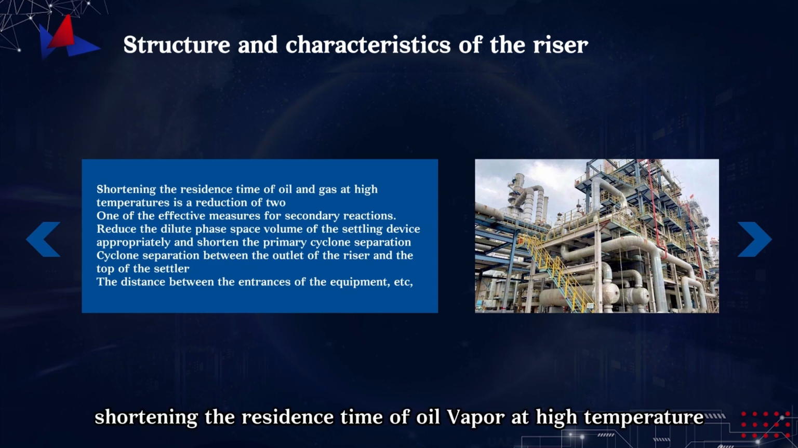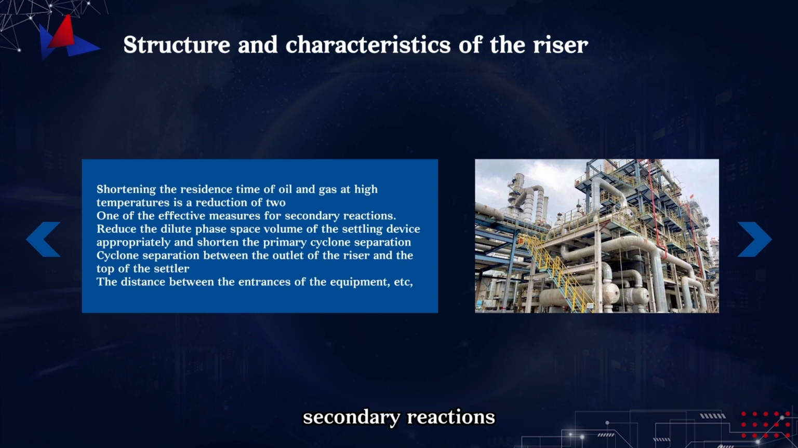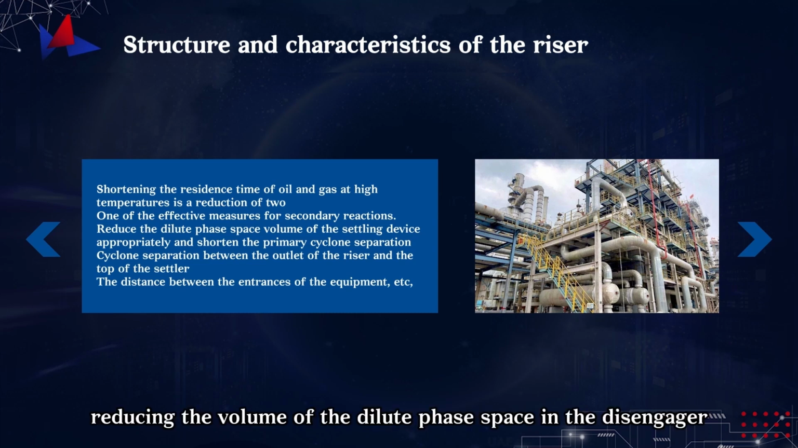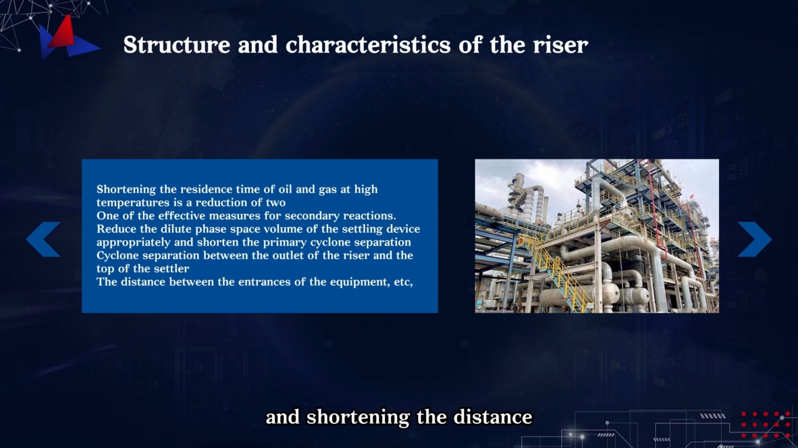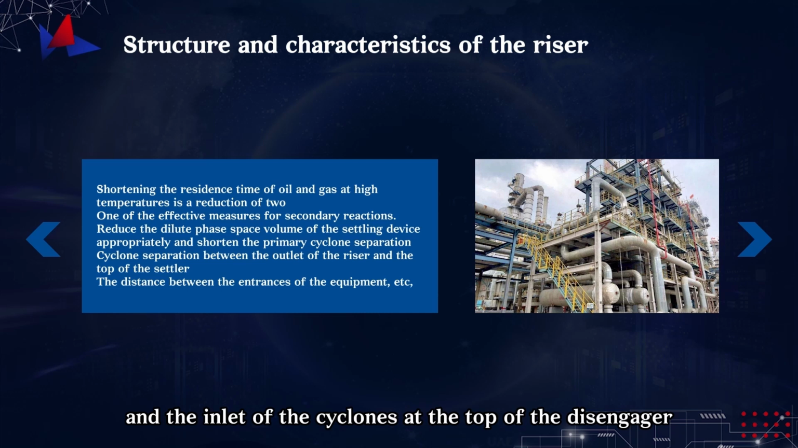Therefore, shortening the residence time of oil vapor at high temperature is one of the effective measures to reduce secondary reactions, such as appropriately reducing the volume of the dilute phase space in the disengager and shortening the distance between the outlet of the primary cyclone's dip leg and the inlet of the cyclones at the top of the disengager, etc.